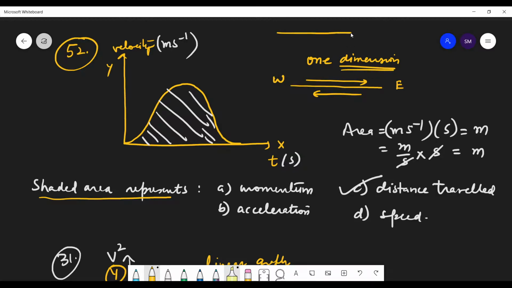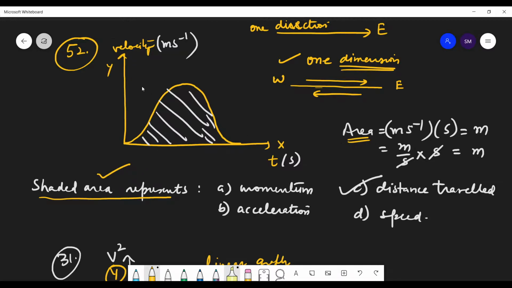One direction means you are moving only in one direction, only towards east. That is the meaning of one direction. But here it is one dimension. One dimension means you are moving along a line. You can move forward, you can move backward. So in this question, velocity time graph, what does the shaded area represent?